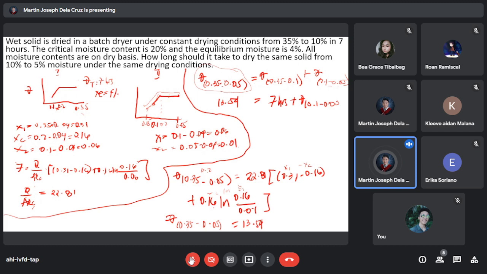Moisture content. Okay, so what is our drying time now of your 0.1 to 0.05, which is yung hinahanap natin. Around 6.54 hours. So that is our final answer. Okay. So you take note class, na kapag both are in falling rate period class, so you have to get yung mga ganitong steps class, okay?